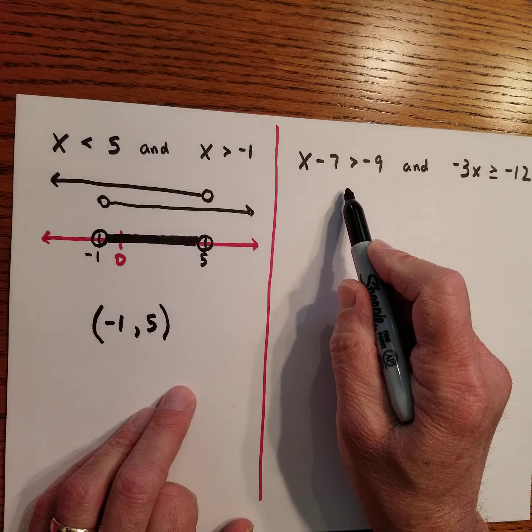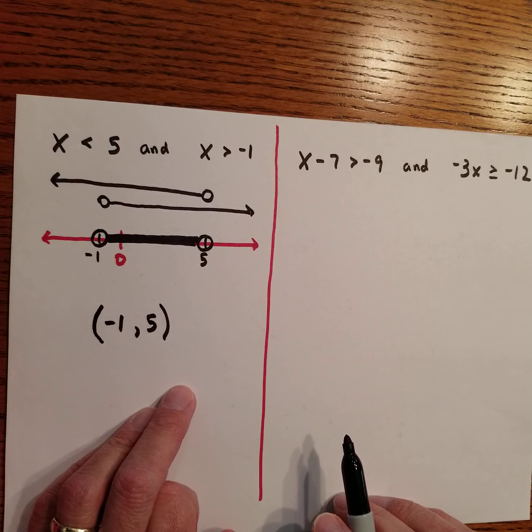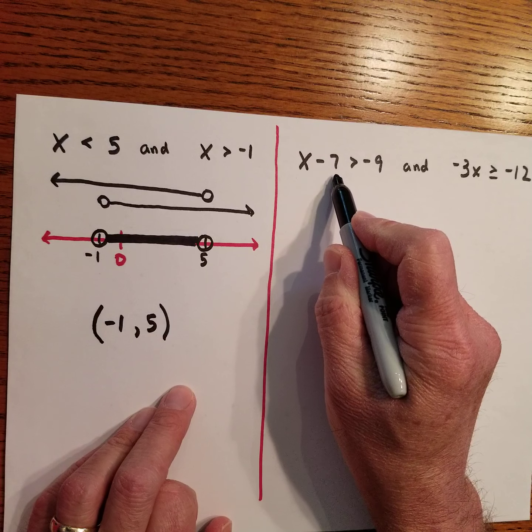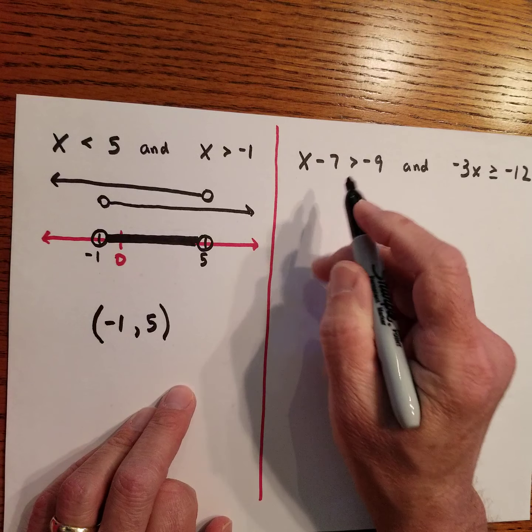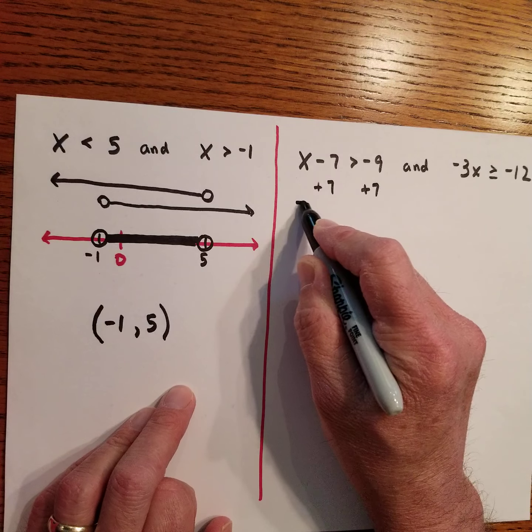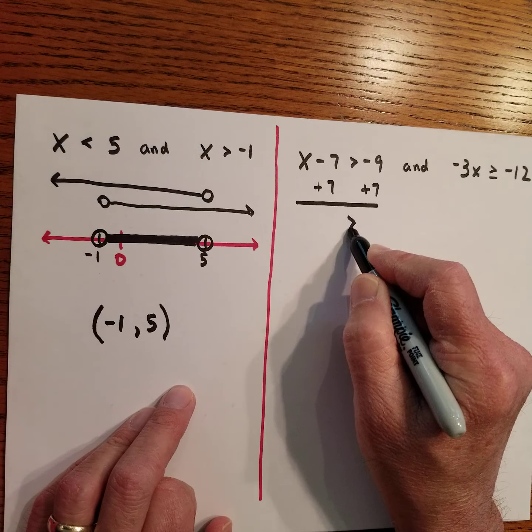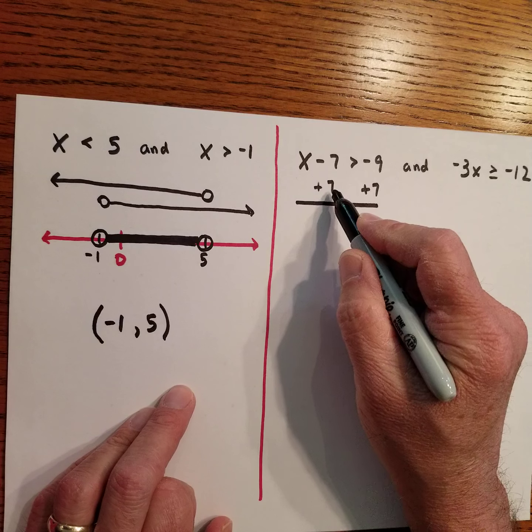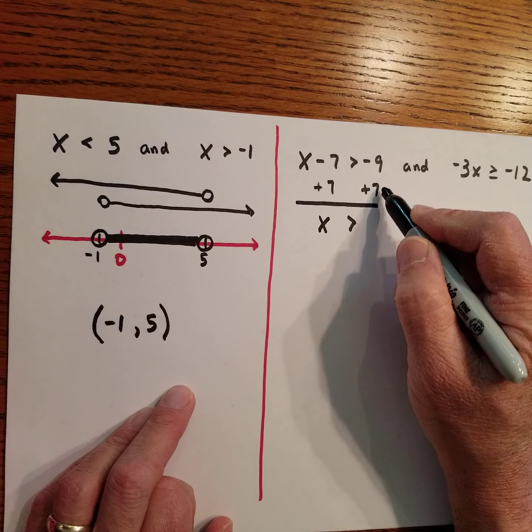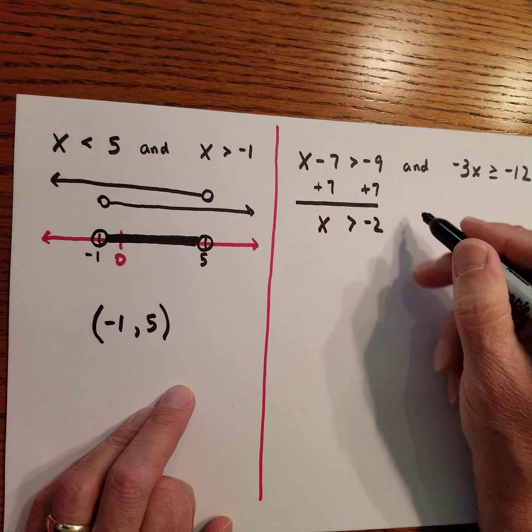Now on this one, I must solve each side of the problem first. To solve, get rid of the 7. The inverse of subtraction is addition. -7 and +7 is 0 plus x. -9 and +7 is -2.